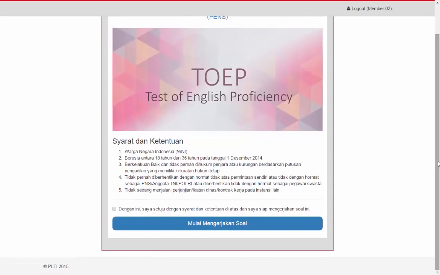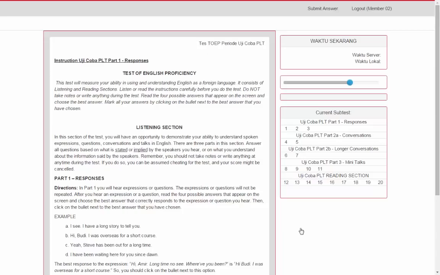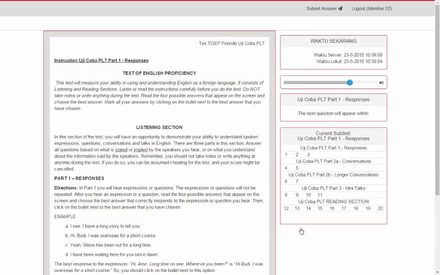You are about to take the test of English proficiency. Test of English Proficiency. This test will measure your ability in using and understanding English as a foreign language. It consists of listening and reading sections. Listen or read the instructions carefully before you do the test.